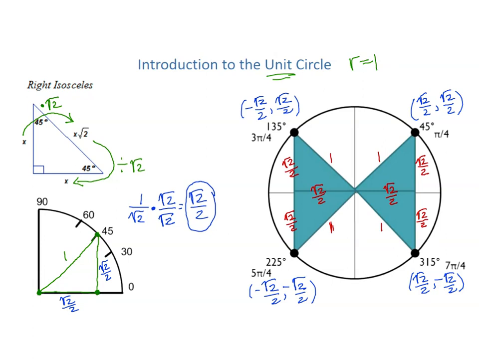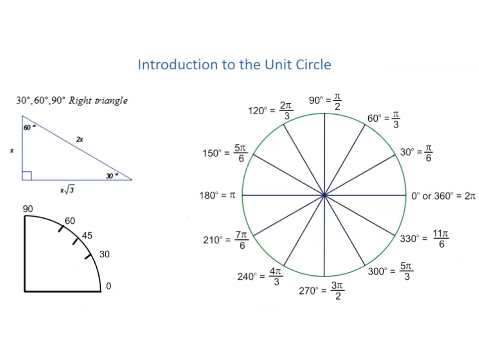Now let's look at the other type of special right triangles and how it's going to help us with the unit circle. So the other type of special right triangle is the 30, 60, 90 right triangle. And again, the pattern is whatever the short leg is, we double it to get the hypotenuse, and then we multiply by root 3 to get the long leg.